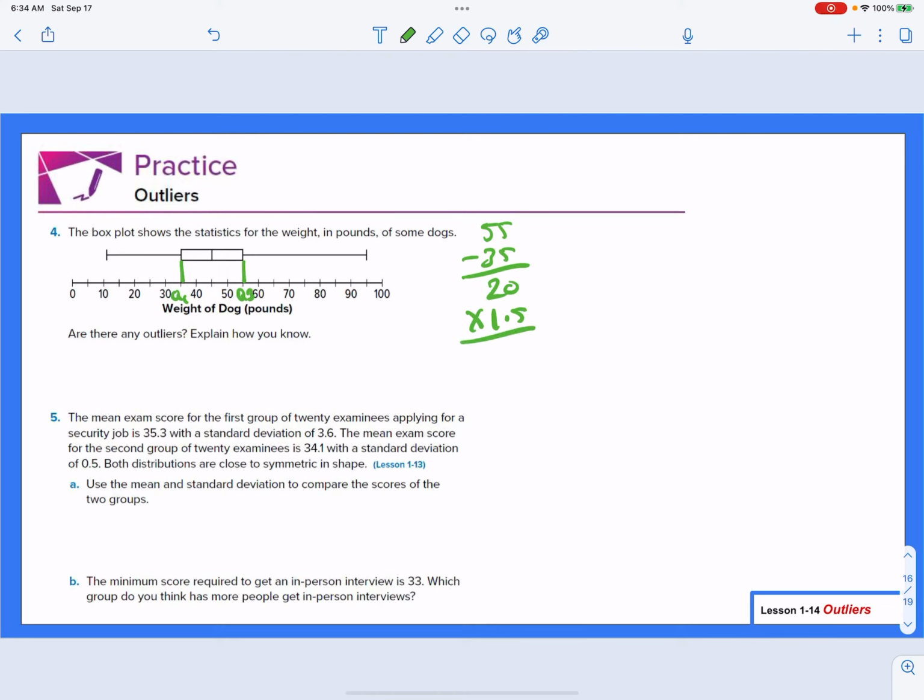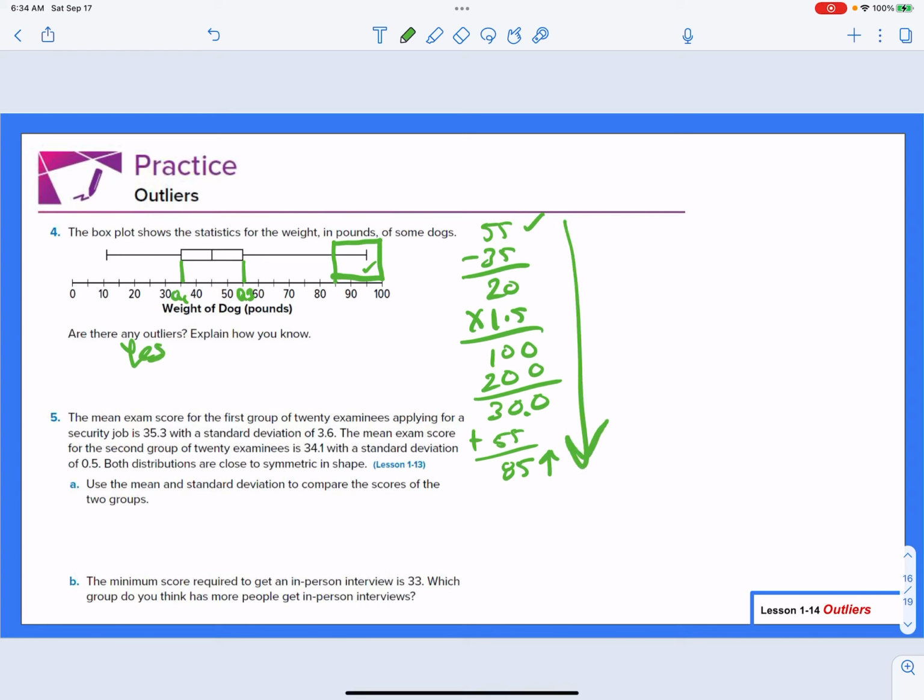We multiply that by 1.5. 5 times 0 is 0, 5 times 2 is 10, and then with the decimal, we get 30. We're going to add that to Q3, which is 55, so any number greater than 85 is going to be considered an outlier. Here's 85 right here, and we can see there's a maximum value at about 95. So, are there outliers? Yes, there are outliers. How do we know? We did the math to see what our number was going to be, and we looked and saw that maximum value, and we can certainly tell there is an outlier.